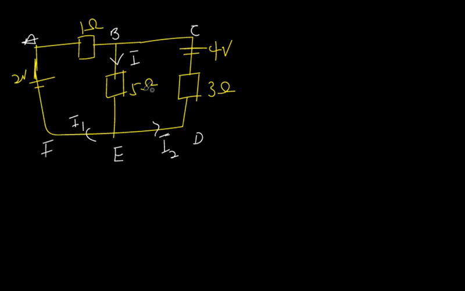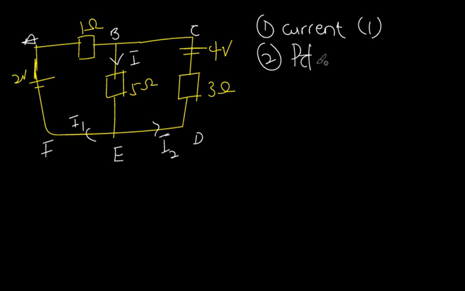Okay, so the question is telling us to calculate the current. 1, find the current I in this example, and then 2, the potential difference. Okay, the potential difference across what? B, E. So this is the question that we are being given to solve.